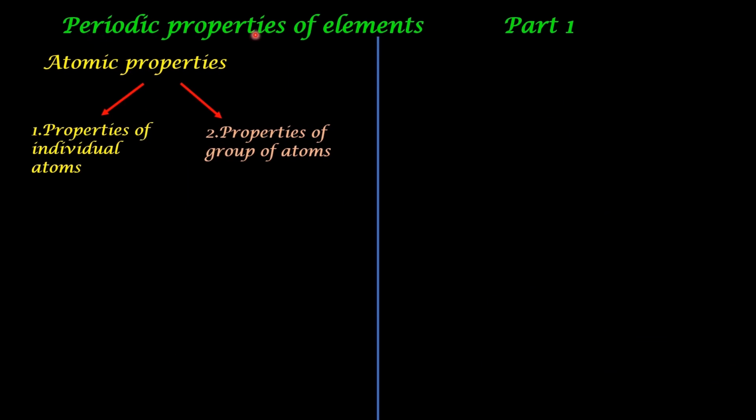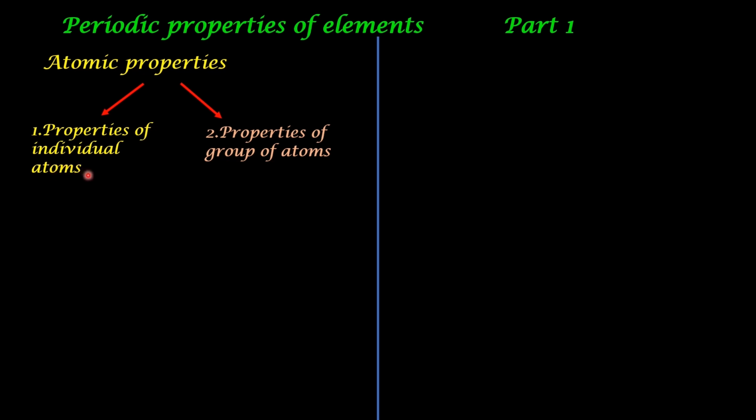Periodic properties of elements part 1. Periodic properties of elements is otherwise known as atomic properties. We have already seen that the properties of elements repeat at regular intervals, that is why it is called periodic properties. Atomic properties can be discussed under two headings, that is properties of individual atoms and properties of groups of atoms. Properties of individual atoms means isolated atoms, that is atoms that are separated and exist individually.